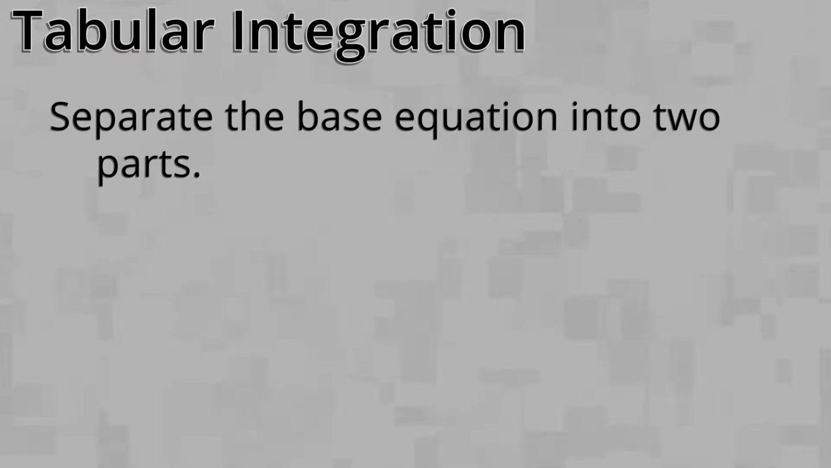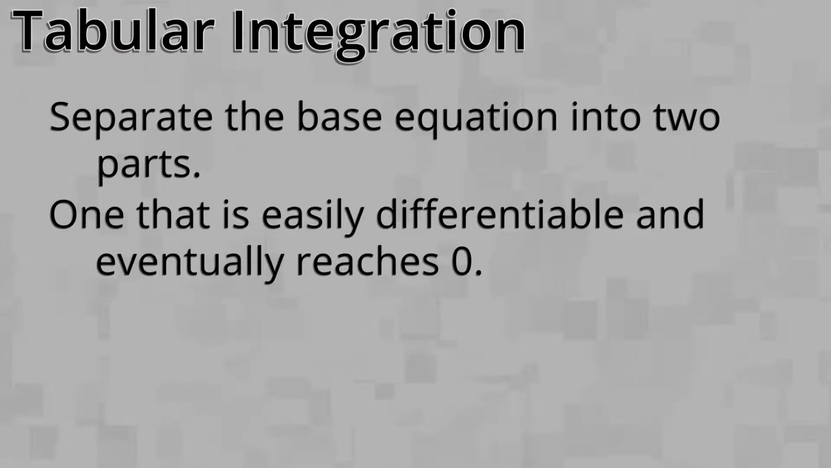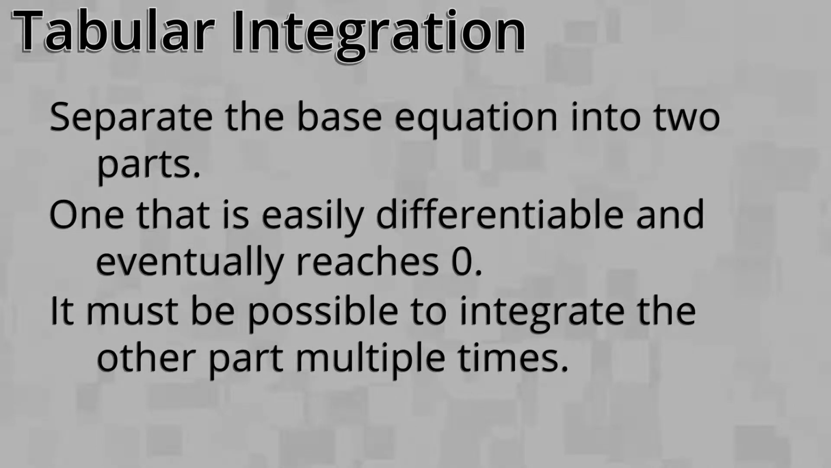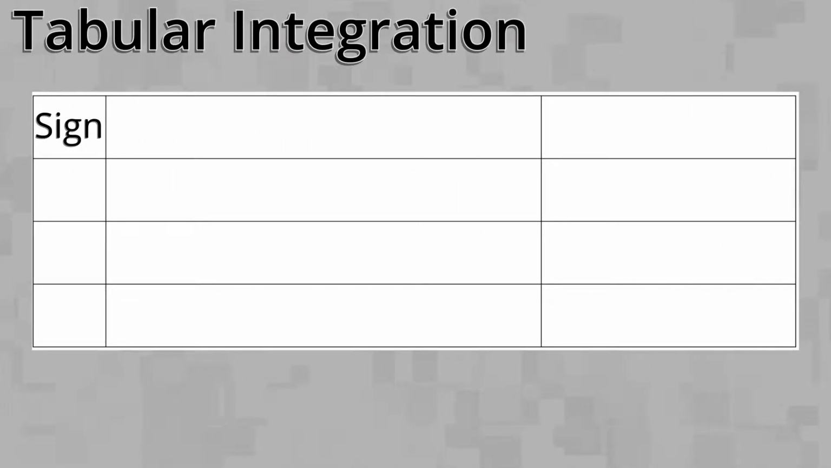There are two methods for integrating by parts. First, let's go over tabular integration, which in case you couldn't tell, uses a table. Before setting up the table, we need to separate our base equation into two parts. One that can be differentiated easily and eventually yield 0, and the other that can be integrated multiple times. Once that's decided, we can set up the table. The table uses 3 columns, one for the sign, one for the derivative, and the last for the integral. Please note that the sign will always alternate between positive and negative.